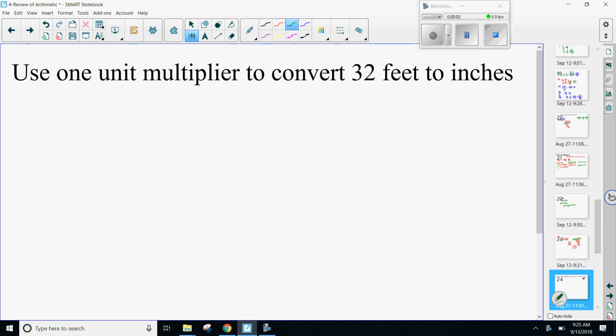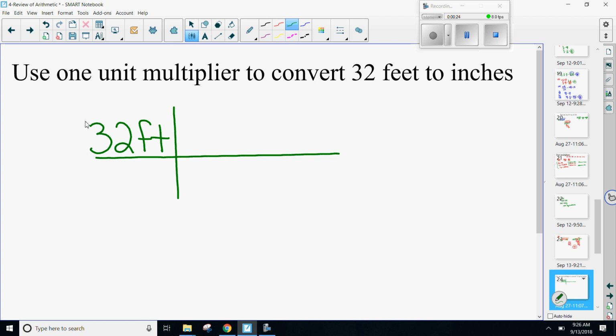Multipliers. We want to use 1 unit multiplier to convert 32 feet to inches. What value do you start with? You start with 32 feet. I want to convert that over. They say use 1 unit multiplier, so I think you're pretty good with knowing that you're just going to use what they call the railroad tracks. 1 unit multiplier, I'm just going to leave one space over here to the right.